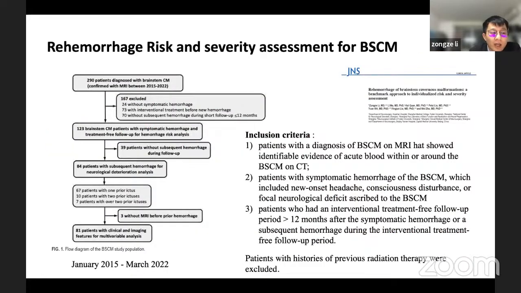Our study included 123 brainstem CM patients confirmed by MR in Huashan Hospital from January 2015 to March 2022. We identified brainstem CM patients with a diagnosis of hemorrhage based on clinical symptoms and imaging evidence. To minimize the impact of intervention on natural history observation, we only enrolled patients who had an interventional treatment-free follow-up period over 12 months after the symptomatic hemorrhage or subsequent hemorrhage. The focus of our study was on the risk of rebleeding and changes in neurological function in patients within 1 year after their first hemorrhage.